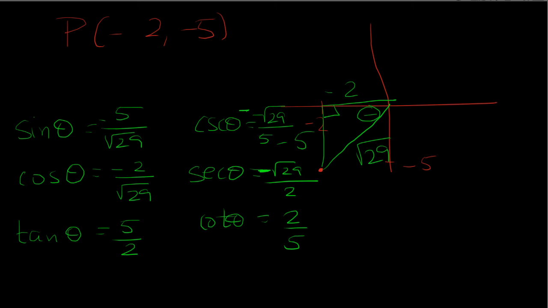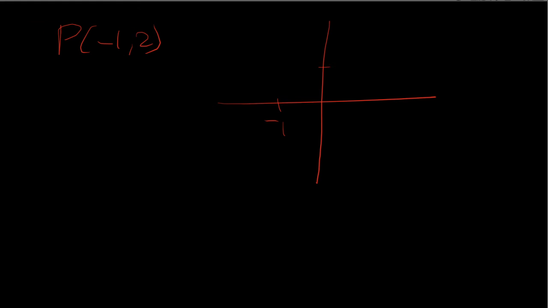We'll do one more example. This one is (-1, 2). We're in the second quadrant. We always connect this point to the origin and make our right triangle. We're negative 1 across, 2 up. The hypotenuse then is square root of 5. So we can find our 6 trigonometric functions.